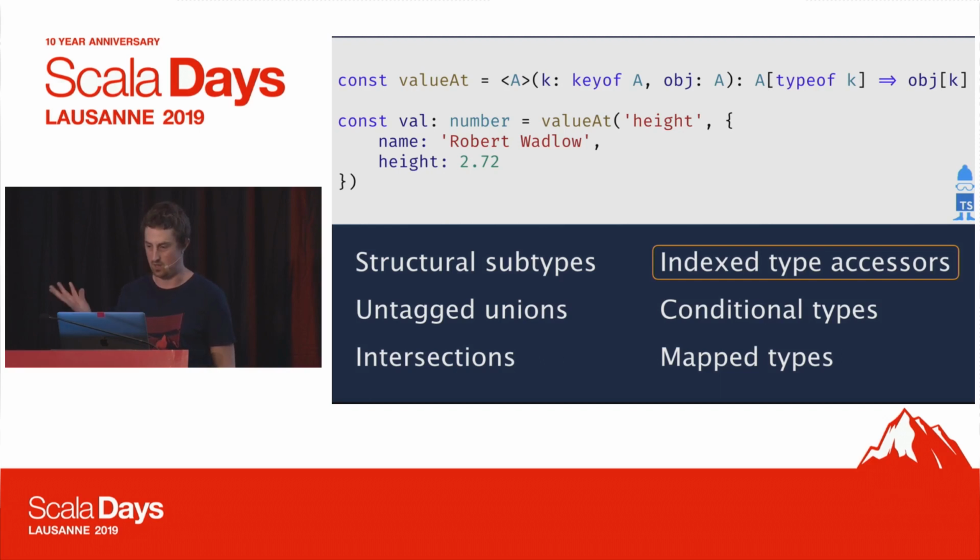So say we have an object containing the name and the height of the world's tallest man, and we want to get height, we can pass in height and get back a value which will be correctly typed as number. If we passed in something other than height or name, that would cause a compile time error.